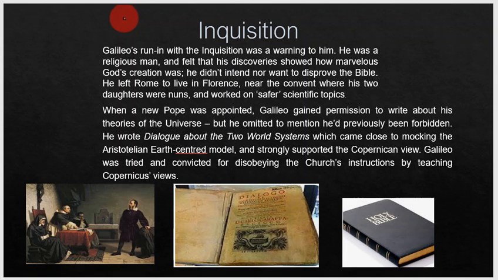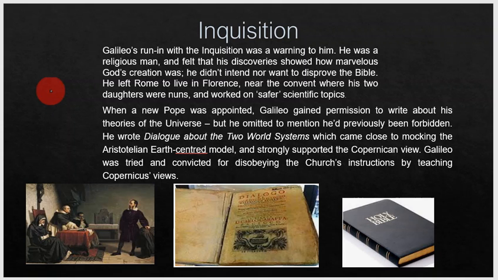So Galileo's run-in with the Inquisition was a warning to him. He was a religious man and felt that his discovery showed how marvelous God's creation was. He didn't intend or want to disprove the Bible. That's not what he was about. He actually believed in God himself, and he felt that what he was seeing even highlighted more that there must be a God out there if they're able to create things like the moon and the planets and the sun.